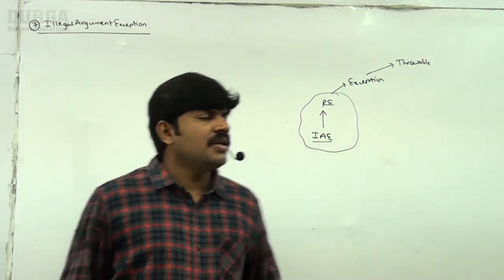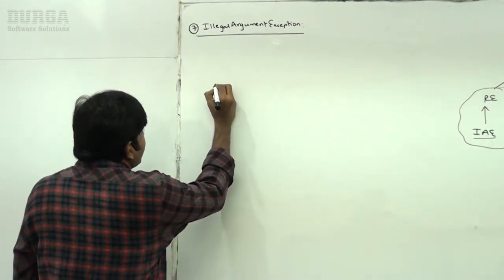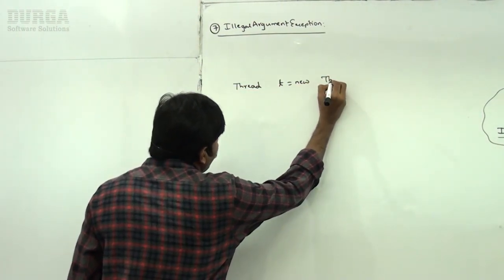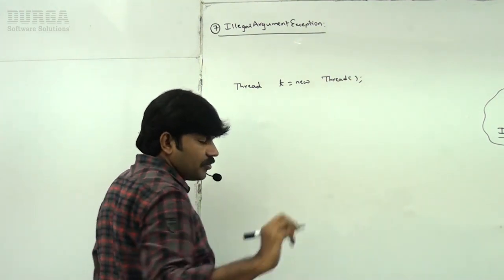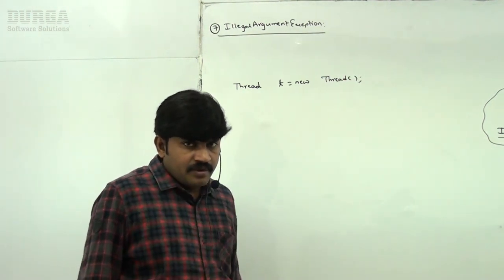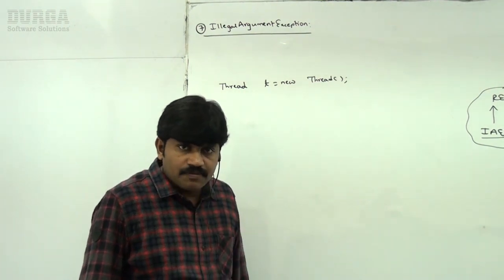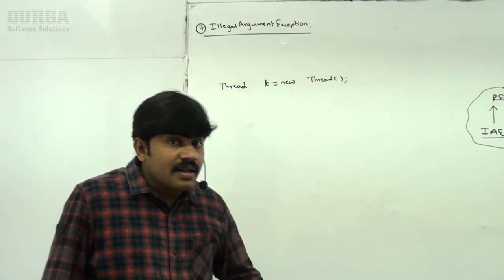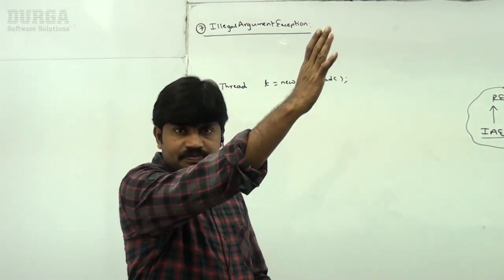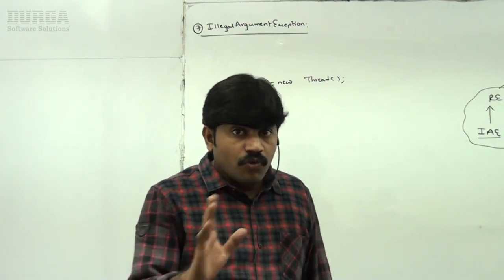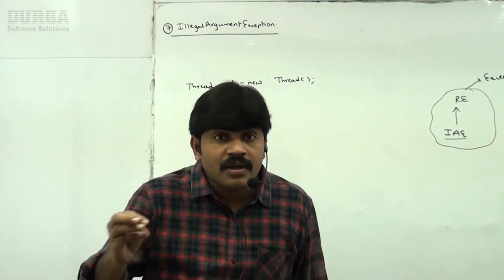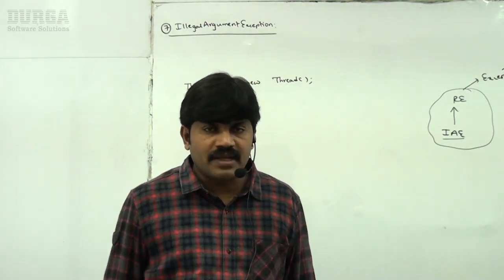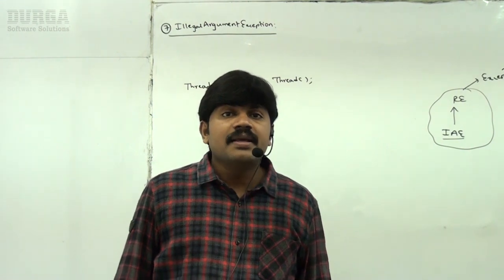Sir, best example here, observe. I want to create a thread object. Thread t is equal to new Thread. For every thread, priority concept is applicable. The default priority is 5. What is the valid range of thread priorities? 1 to 10. By mistake, if you are trying to set the priority with a value other than 1 to 10, then immediately we are going to get illegal argument exception.